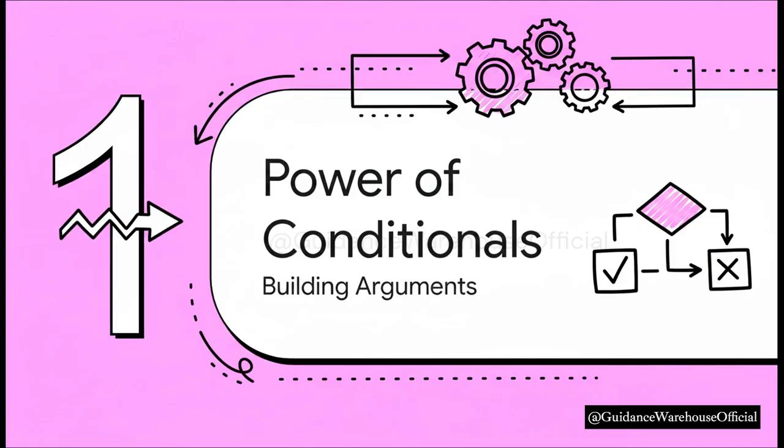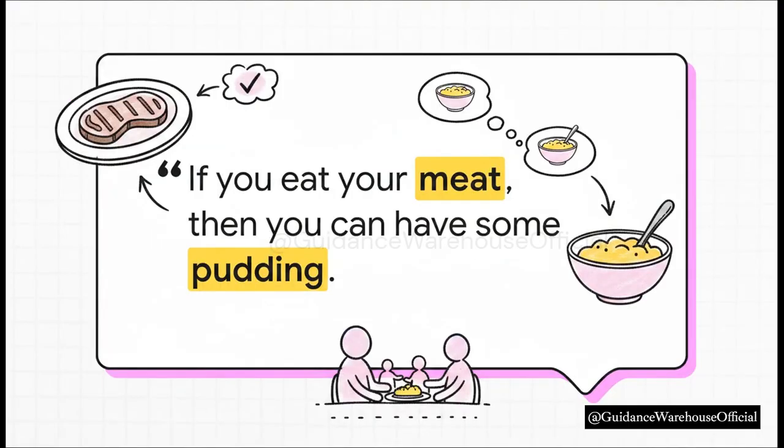Section 1. The power of conditionals. Okay, let's dive into this. Our first and probably most important tool is the conditional statement. Now, you might be expecting some dense, heavy, philosophical jargon right out of the gate, but logic is actually rooted in everyday life. Take this classic, super relatable phrase: if you eat your meat, then you can have some pudding. You've probably heard or even said a variation of this at the dinner table, right? It's a simple, everyday scenario, but functionally, it's a perfect textbook example of a foundational logical structure.